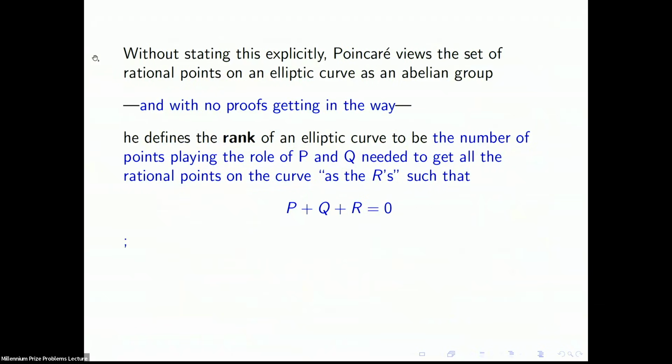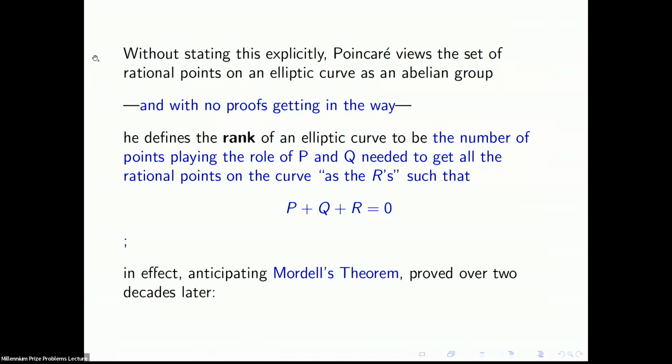Now, without stating this explicitly, Poincaré views the set of rational points as an abelian group, and there are no proofs in his paper, none at all, but he defines the rank to be the number of points playing the role of P and Q needed to get all the rational points in the curve of the R's, such that you've got those collinear triplets, P plus Q plus R equals infinity.